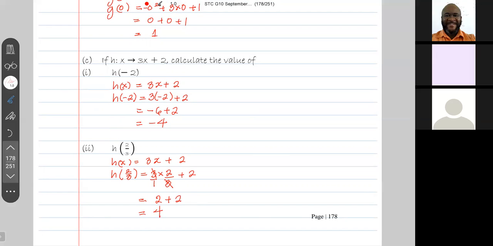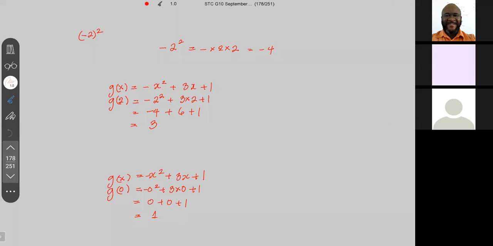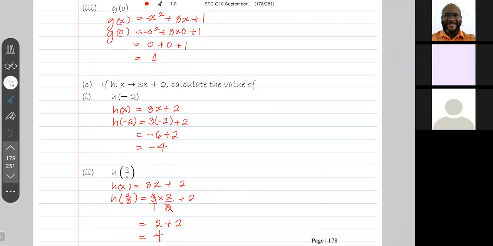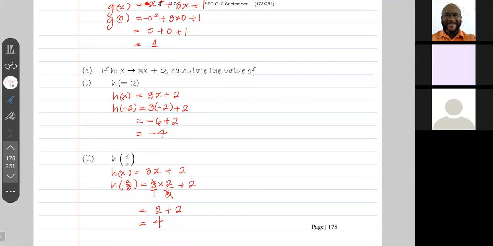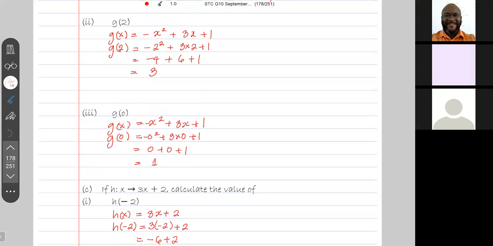All right. Let me see the next page. Next example. What was that? G, the first one. G of 2 is 3.